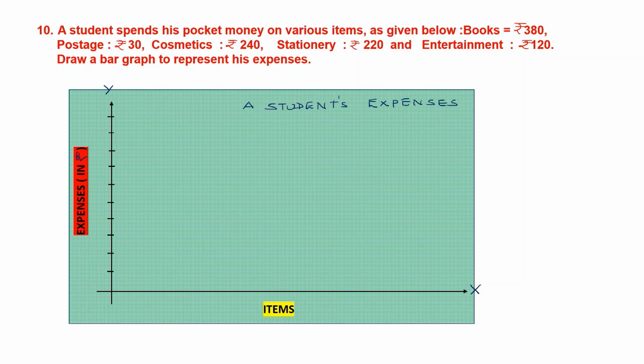Okay, so now we have to think of a scale. A scale is what you are going to show on the y-axis for each centimeter. So here 1 centimeter is actually this first point here, first marking on the y-axis. Now before you start thinking of a scale, you have to look at all the numbers given to you. Which is the biggest one? We are starting with 380, 30, 240, 220 and 120. As you can see, 380 is the biggest number. That means on your y-axis you have to show 380.